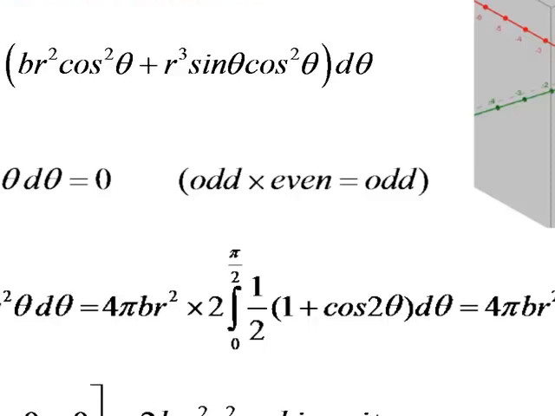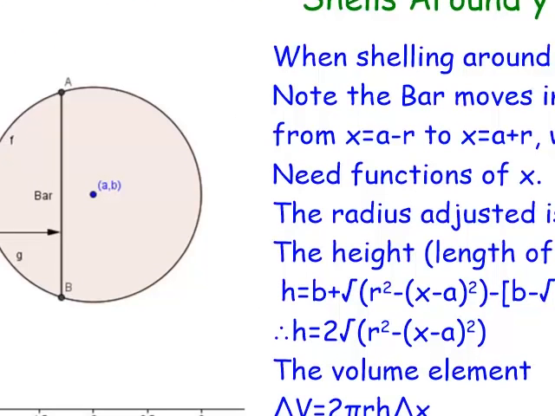Okay, this is shells around the x-axis. We're now going to go on to shells around the y-axis. And you can see here, if we're going to do a shell around the y-axis, we're going to need basically the radius, which is now x. The bar is moving along the x-axis with delta x. Okay, need functions of x.